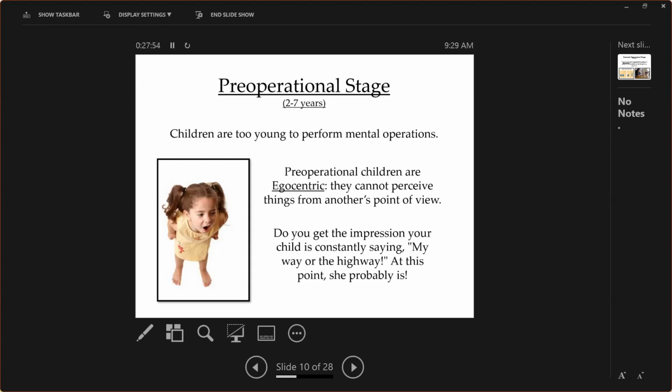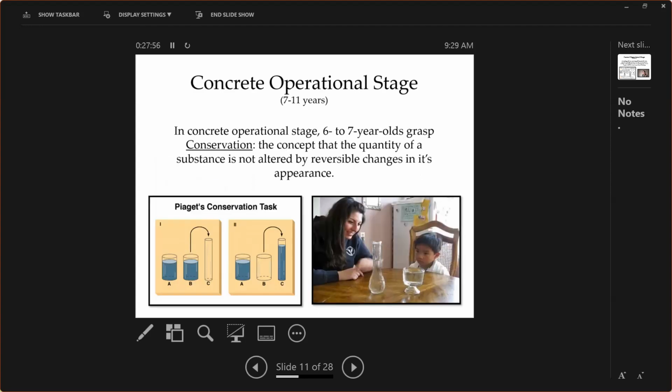So after the preoperational stage, they go to concrete operation. Concrete operational is 7 to 11 years of age. And so here you can perform concrete operations. You can think about the world in very concrete ways.